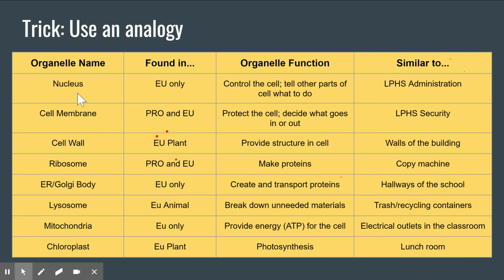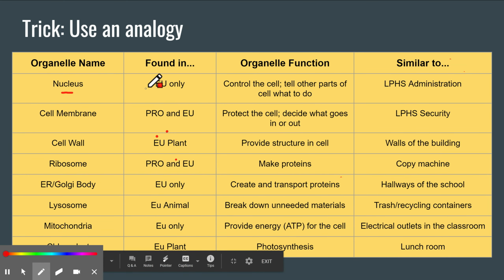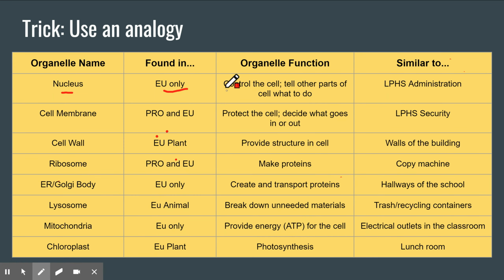The nucleus is found in eukaryotes only. It has the job of controlling the cell and telling the cell what to do. To me, that reminds me of our high school's administration, our principal and our assistant principal. They tell us what to do. They are similar to the nucleus. So that's an analogy. Nucleus is similar to administration.